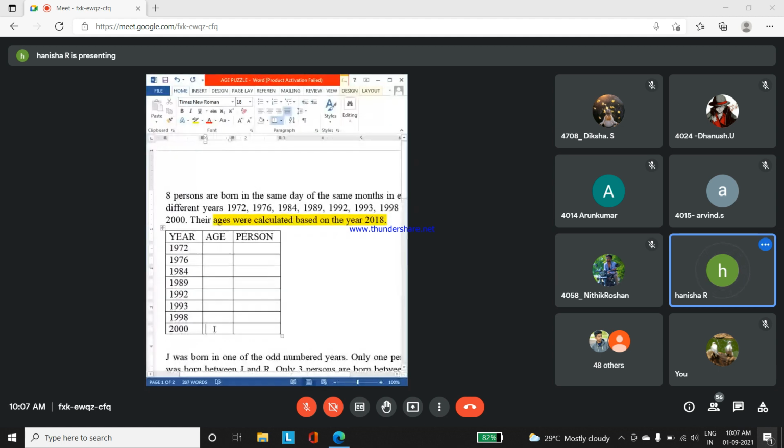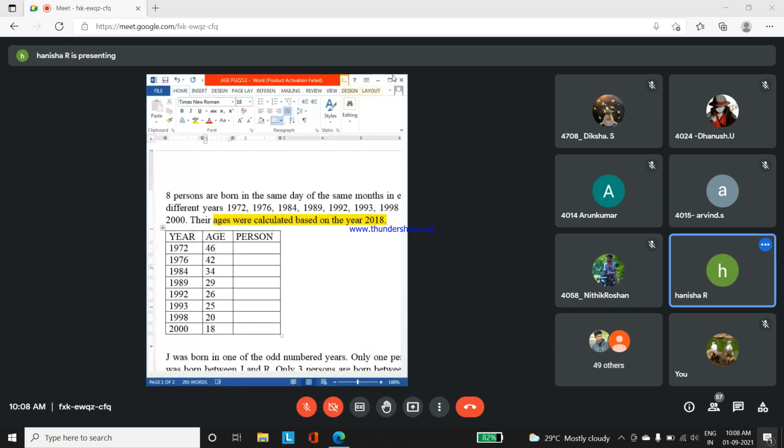Here, the person is born. If a person is born in the year 2000, then with respect to the year 2018 the age is 18. 1998 means the age is 20. So I'm just subtracting the birth years from 2018. If I subtract, I will get 25, then 26, then 29, then 34, 42, and 46. So now I have calculated the age of the person.